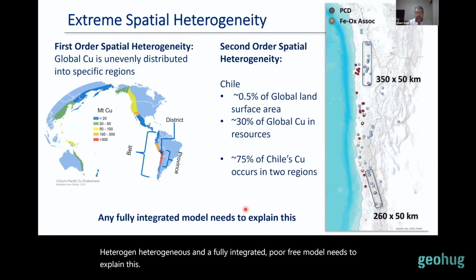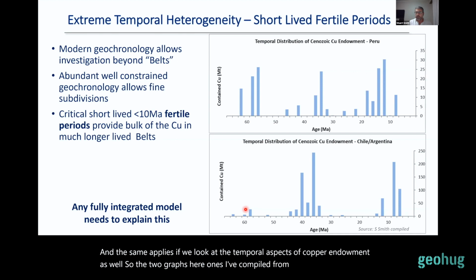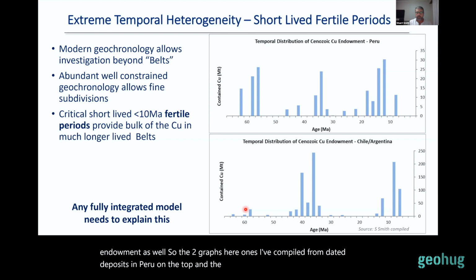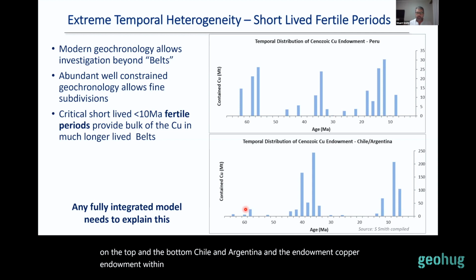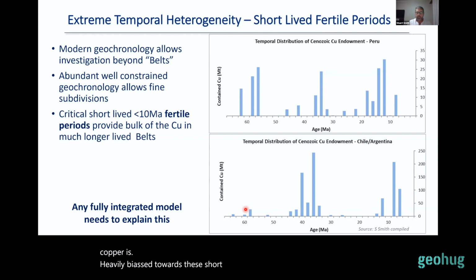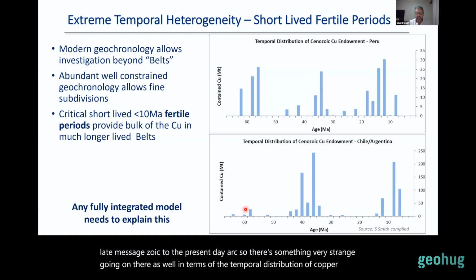And the same applies if we look at the temporal aspects of copper endowment as well. So the two graphs here are ones I've compiled from dated deposits in Peru on the top, and on the bottom, Chile and Argentina, and the copper endowment within those boxes there. And we can see, as we all know, there's discrete age ranges of the belts in the Andean margin, and the copper is heavily biased towards these short-lived fertile periods within that overall late Mesozoic to present day arc. So there's something very strange going on there as well in terms of the temporal distribution of copper endowment, and our porphyry model needs to explain that.